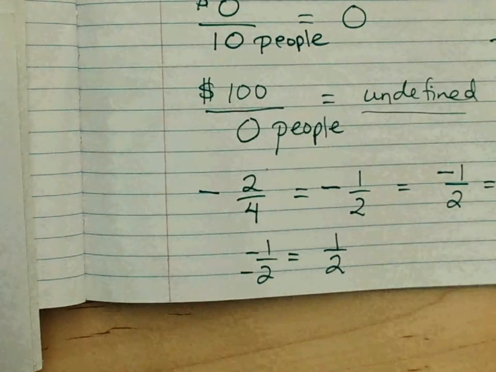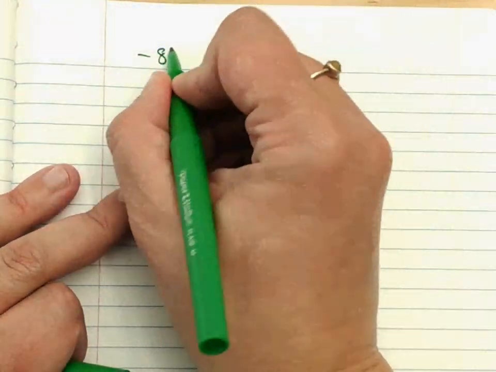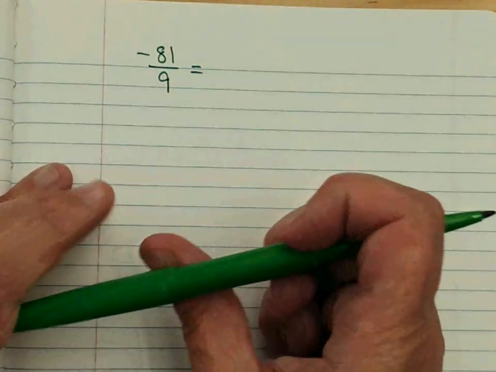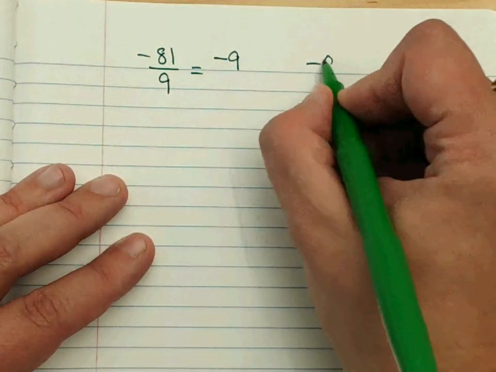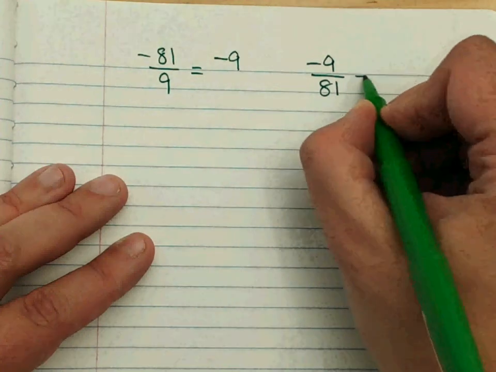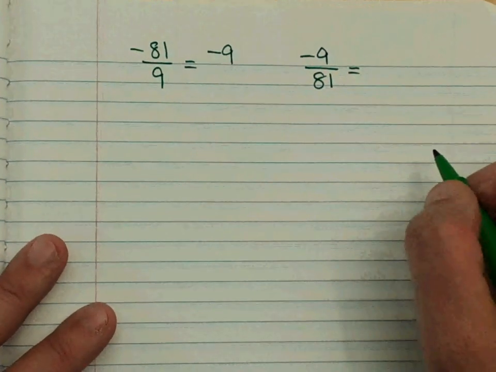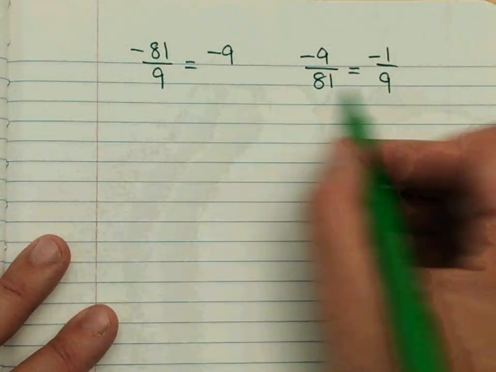So both of these fractions, they're different than each other. Let's just take a closer look for a second. So we said -81 divided by 9. What's the answer to that one? -9. What about -9/81? What's that one called? Or what would that reduce to? -1/9. So what's the relationship here?